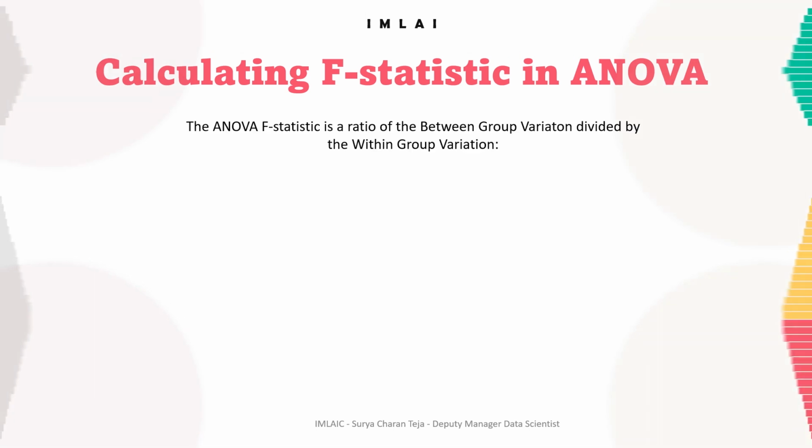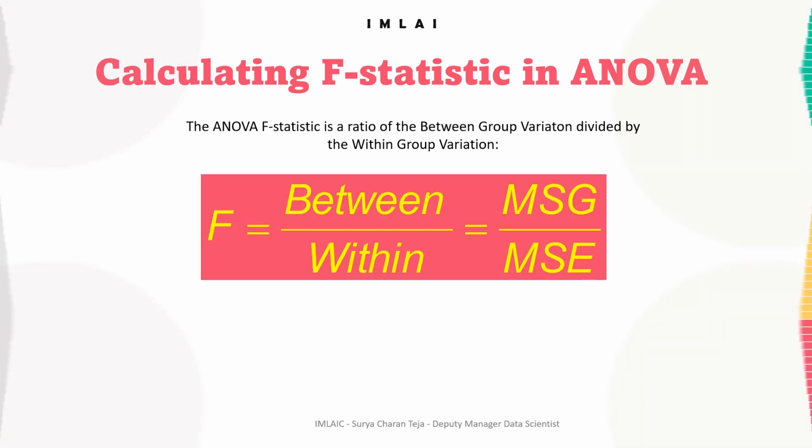So once you are done with both the variation within groups and variation between groups, it's time to calculate the F statistic. The ANOVA F statistic is the ratio of the between group variation divided by the within group variation, and this is the formula. So F statistic equals the between group variation, which we call MSG, mean square group, divided by the within group variation, mean square error. Okay, MSG and MSE.